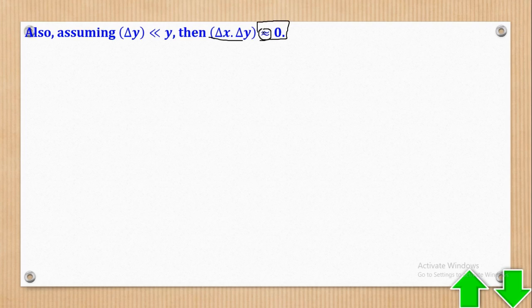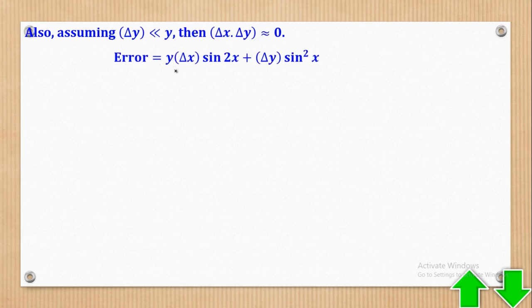Most students, instead of writing the word approximate, use the words tends to 0, which is not okay. Tends to 0 is used in math 1, but when it comes to math 2 we use the approximation sign. So when this one approximates to 0, we shall be left with the error being equal to y multiplied by delta x multiplied by sine 2x plus delta y multiplied by sine squared x.